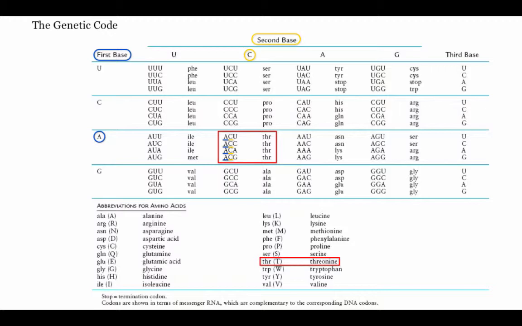Okay? So, if you have a mutation that affects one of the third bases in a codon so that the codon still codes for the same amino acid, you have a mutation that is referred to as a silent mutation. They do not result in changes in the translated product of the gene.